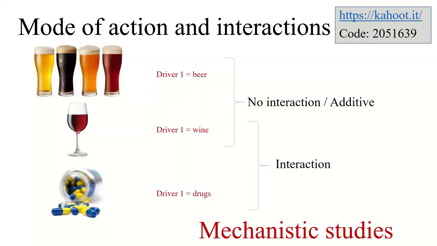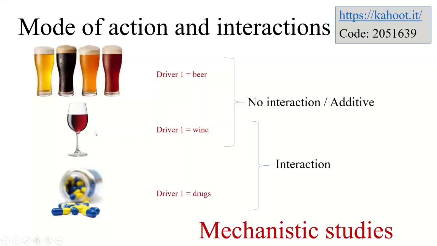Let's go back to my silly alcohol example. If you have two stressors, beers and wine, they have the same mode of action. Both of them are different things, but if you drink them, they will lead to an increase of ethanol in your blood. And that's what actually is driving the physiological response you have. So in that case, two different drivers have the same mode of action, and you can expect to have an additive effect.